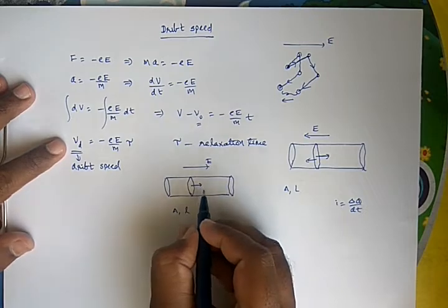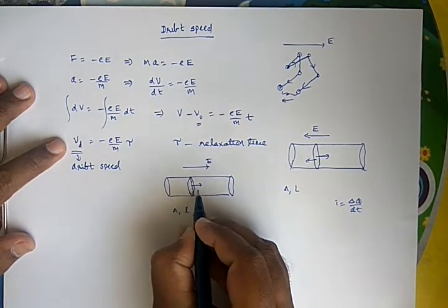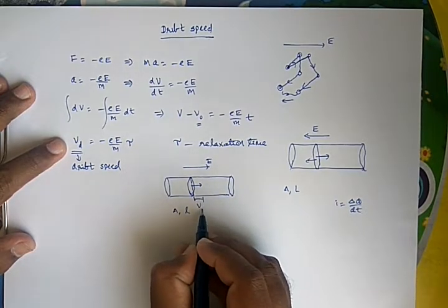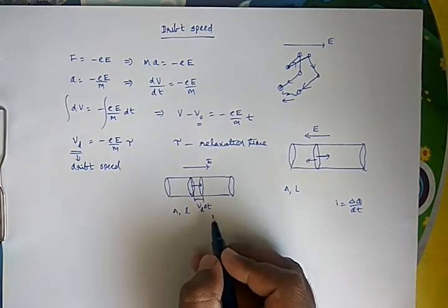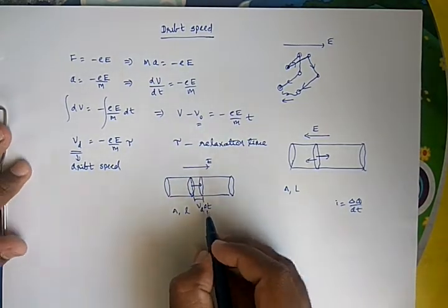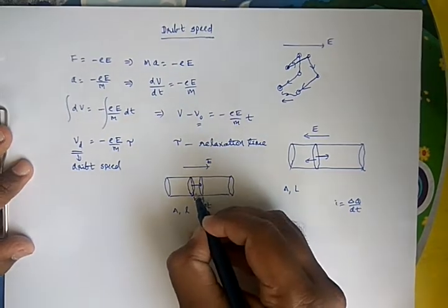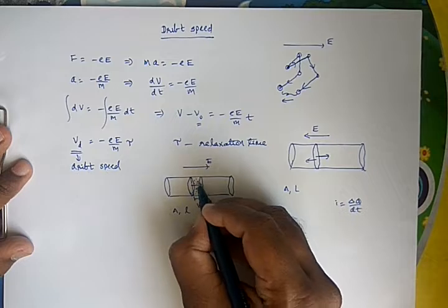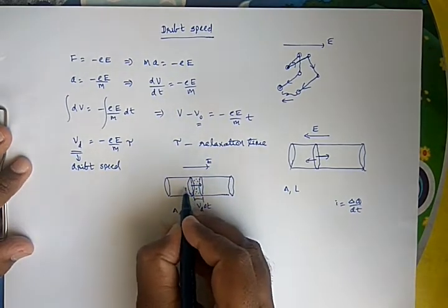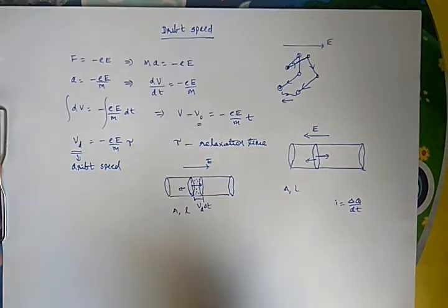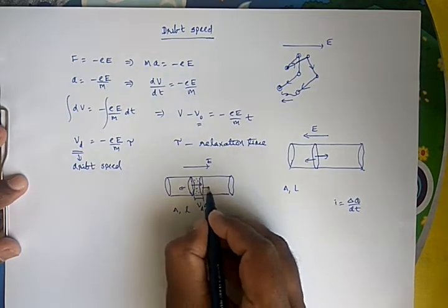If you wait for delta t time, the charge which starts from here can cover a distance Vd delta t. It means that if you wait for delta t time, whatever electrons are there in this region may cross this area. So the effect will be very similar when the same amount of positive charges are crossing this area.